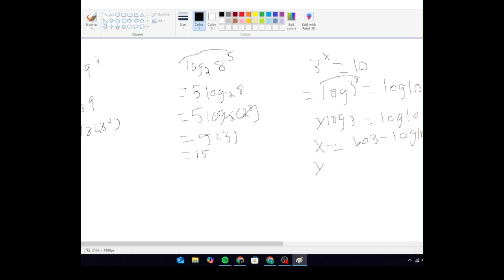Since it becomes a division, you're supposed to divide. So x would be log 10 over log 3. Now let me put that in a calculator real quick, and I get x equals 2.1. And these were the questions. I hope it made sense, because it made sense to me.